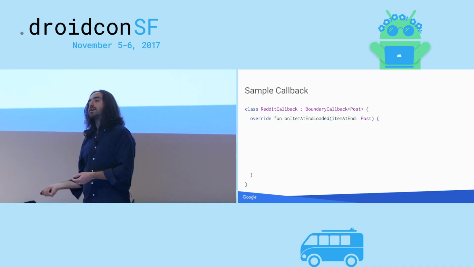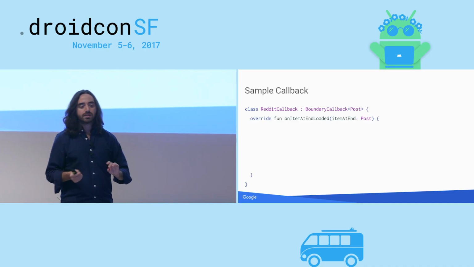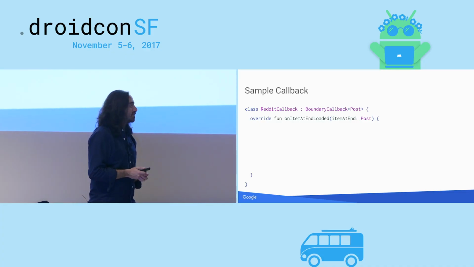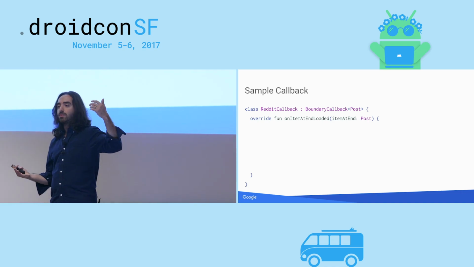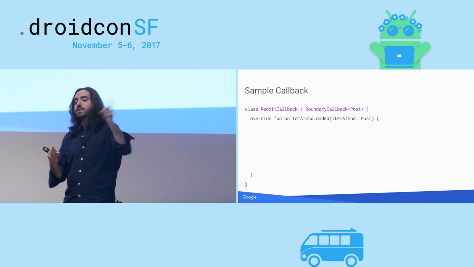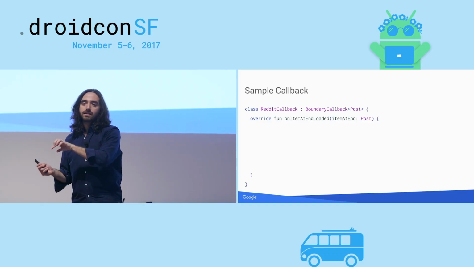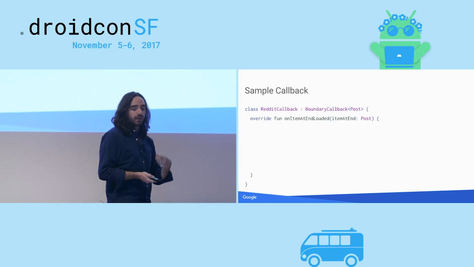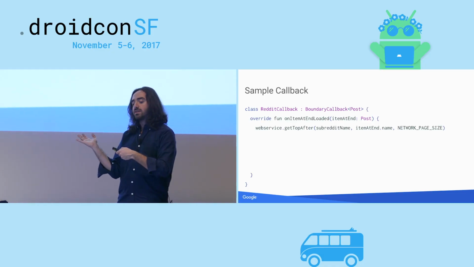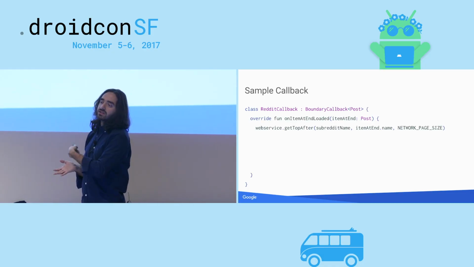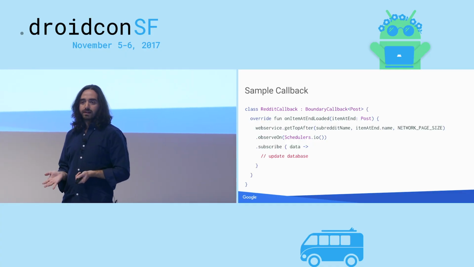So we're playing with this API. We have a couple of sample applications, and I extracted some code from this Reddit subreddit viewer application. And this is what the onItemAtEndLoaded callback looks like. This is when you scroll a subreddit and you run out of items in the database and the user is about to see a loading spinner. So when this happens, this callback simply goes to the web service, passes the information, asks for a new page, and subscribes. When the data arrives, it updates the database.